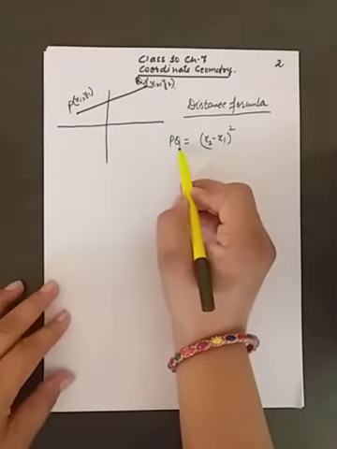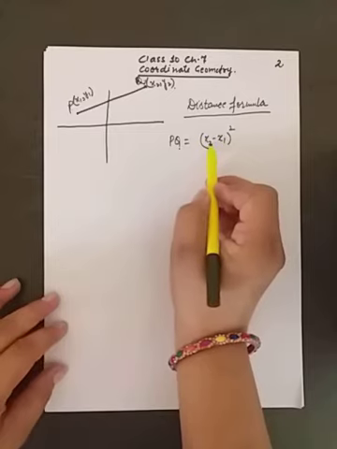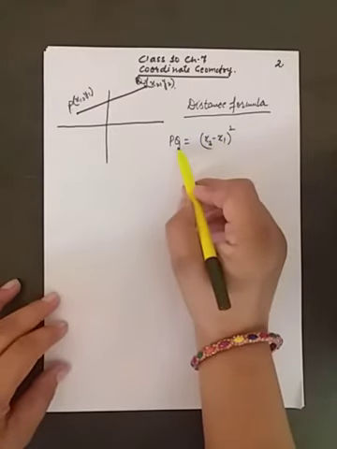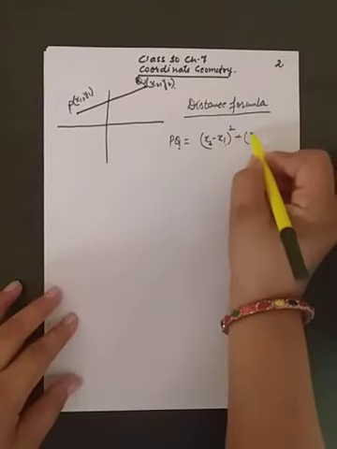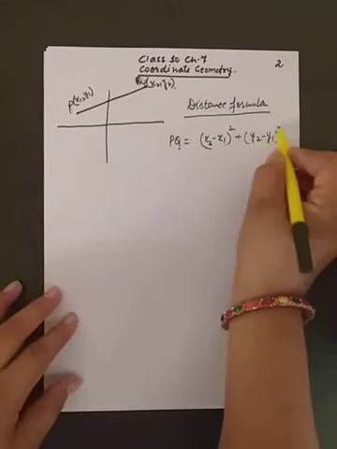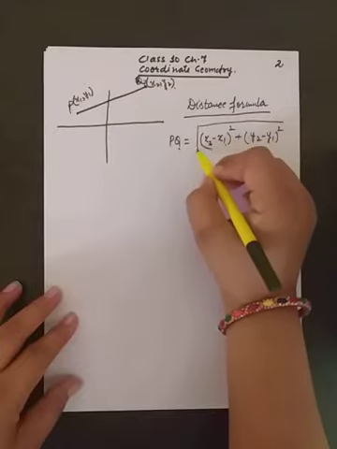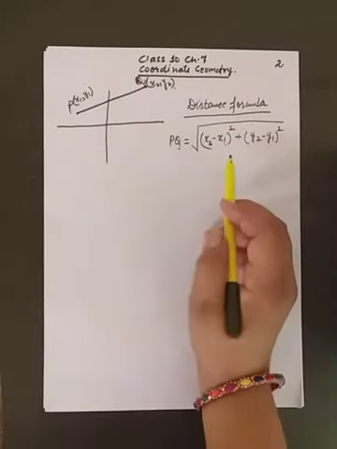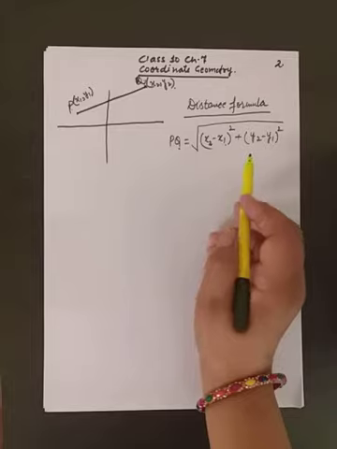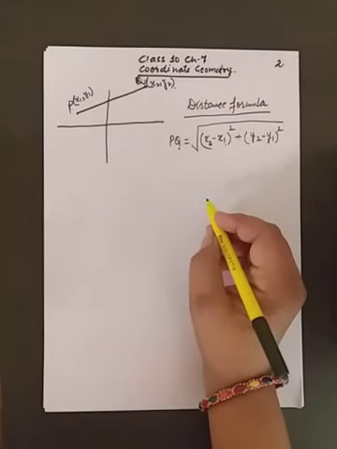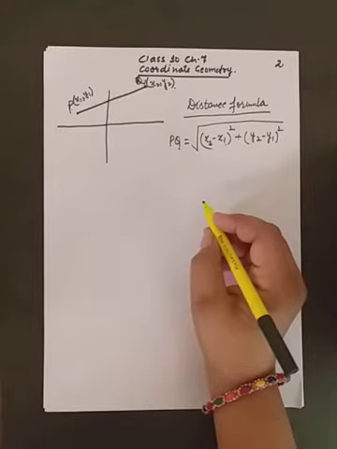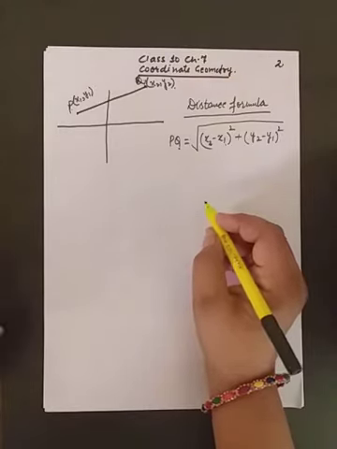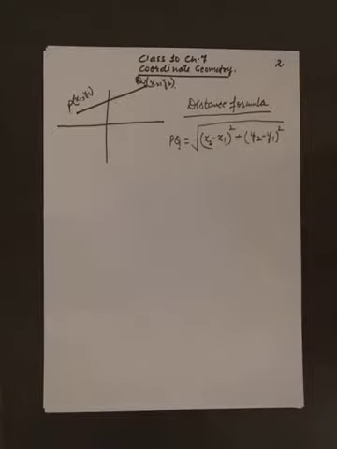For the second point, from the abscissa of this point you have to subtract the abscissa of the first point. Similarly for ordinates, and whole under the root. If we put the given coordinates in this formula, we will find the distance between PQ, or you can say we can find the length of PQ by using the distance formula. Let us take some questions.